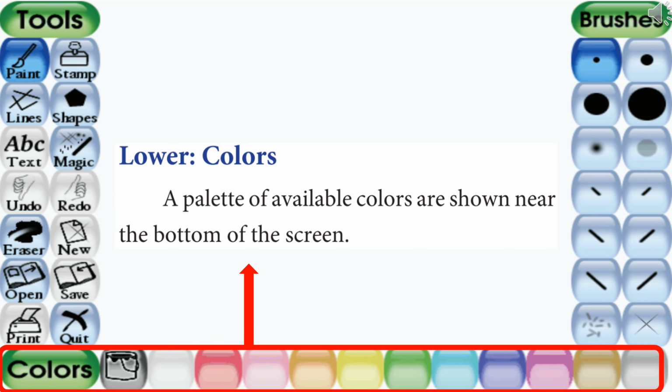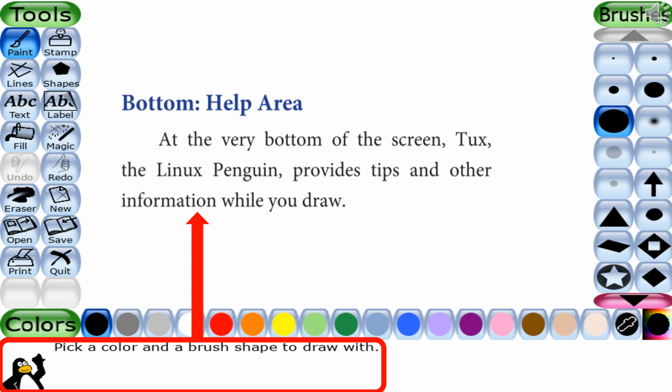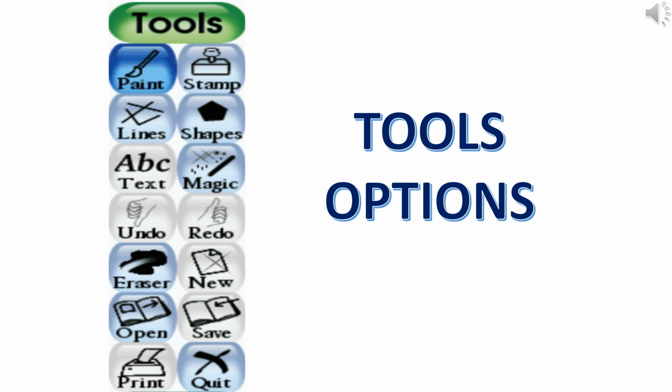Lower, colors. A palette of available colors are shown near the bottom of the screen. You can access these colors with the help of tools in the toolbar. Tux is the name of the Linux Penguin, which is the cartoon mascot of this application, is found at the left bottom of the screen, provides tips for you to draw. Tool options. There are 14 tools present in the toolbar. Let's see their functions one by one.